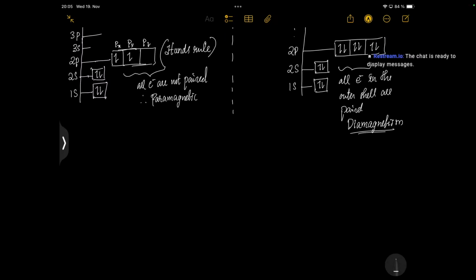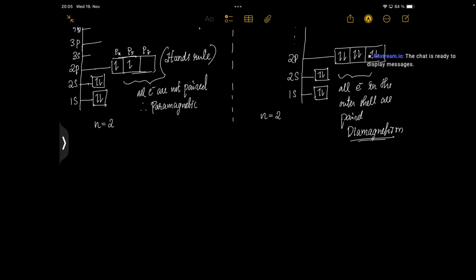Now here, the principal quantum number is 2. The same goes for neon. The principal quantum number is 2. Because, yeah, we're at 2p. Right, yeah. That's what makes it.